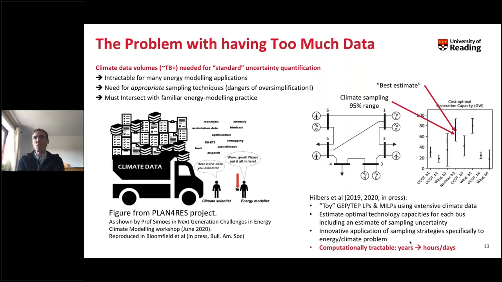What we've been trying to do is use toy models of power systems to develop sampling techniques to bring that problem down in scale. So we've reduced problems that would take years to solve down to something that takes a few hours or days on a standard computer for a small-scale model. We're trying to develop techniques that bring that climate data into a more accessible regime, and I think there's a lot of work to do in this space.